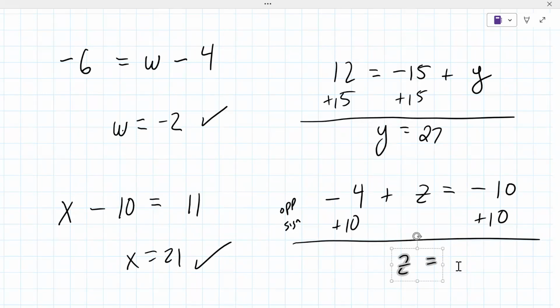So Z doesn't equal 14. You have to subtract them. Z equals 6. Very good. Okay, we're going to do a couple more. You undo subtraction with addition. Let's take a look here.